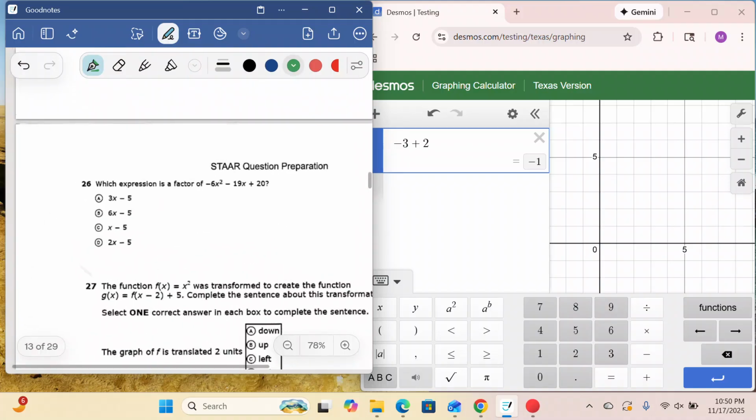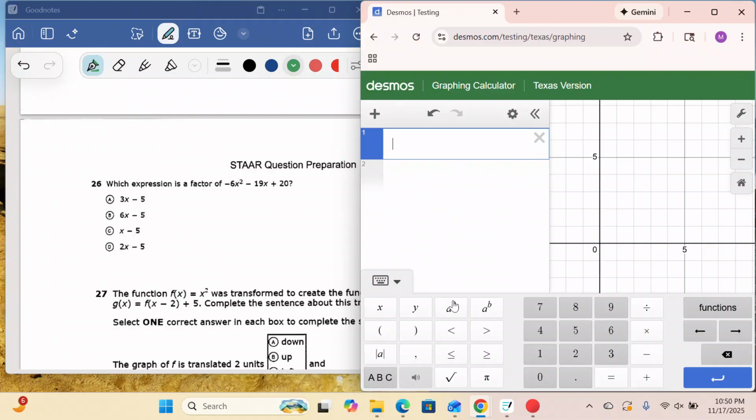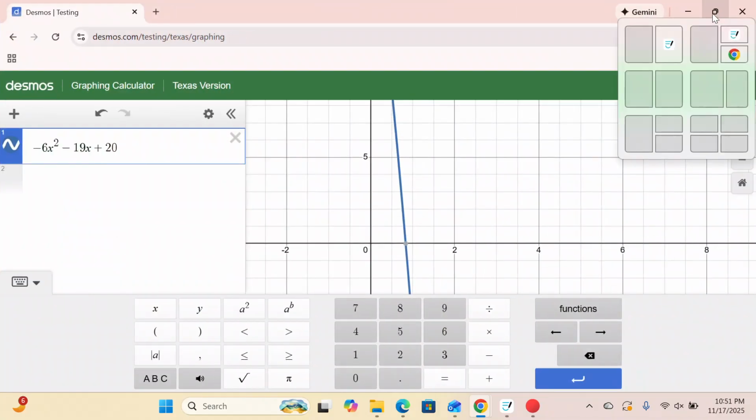The next one is also an easy one, number 26. So I'm going to look at that one. Which expression is a factor of negative 6x squared minus 19x plus 20? So what I'm going to do is input it into Desmos. I'm going to input negative 6x squared minus 19x positive 20. And I'm going to find my zeros, my x-intercepts.